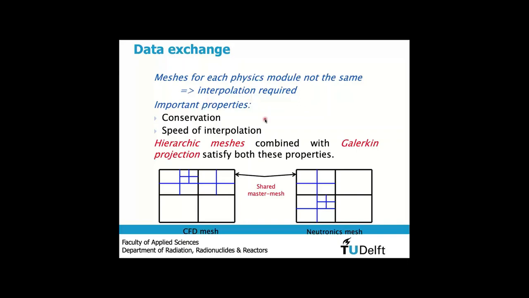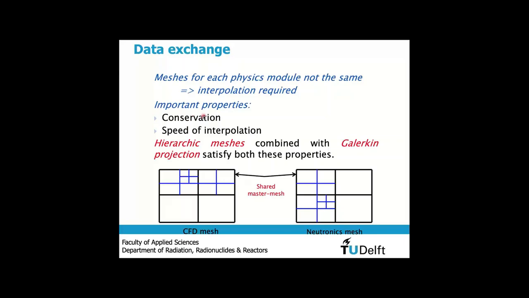Yeah, so things have to be shared, they have to be interpolated and exchanged. And one complicating factor is that the two codes, like I already mentioned, do not use the same kind of resolution. So neutronics can usually be done on a somewhat coarser mesh, whereas the CFD needs a finer mesh. So that makes data exchange just a bit more complicated.